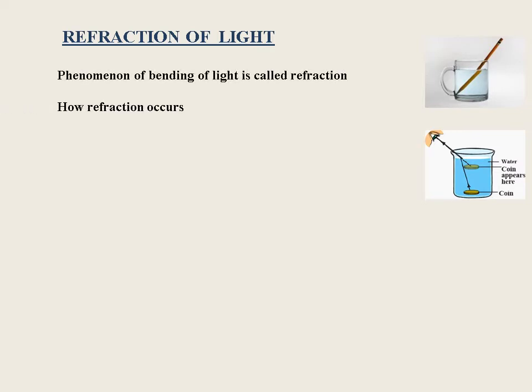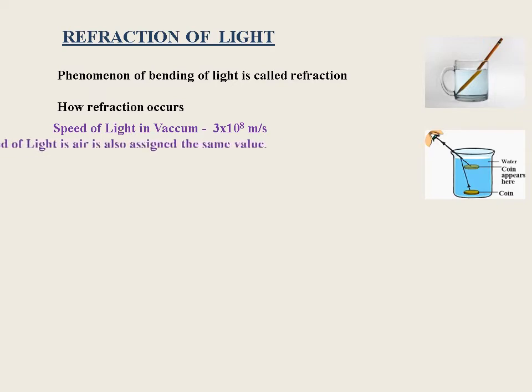How does refraction occur? Refraction occurs because light travels through different media at different speeds. Light travels the fastest in vacuum at a speed of 3 x 10^8 m/s. The speed of light in air is also assigned the same value for practical purposes. The speed of light in some other common transparent media is given in the table below.